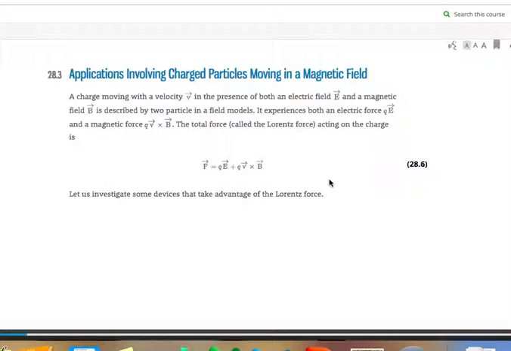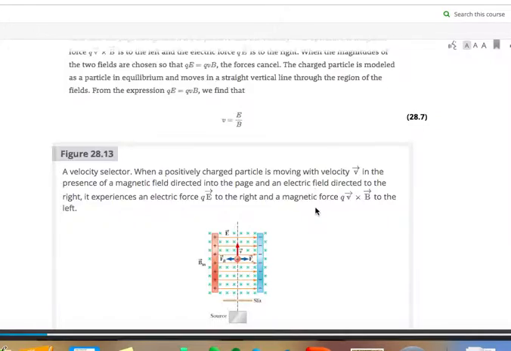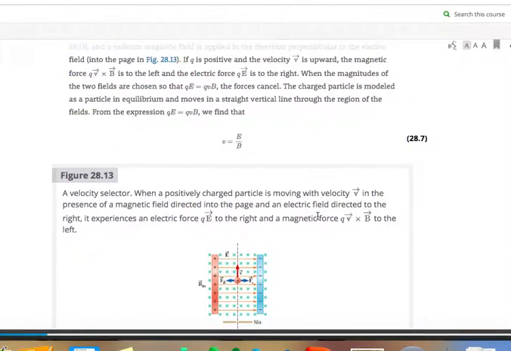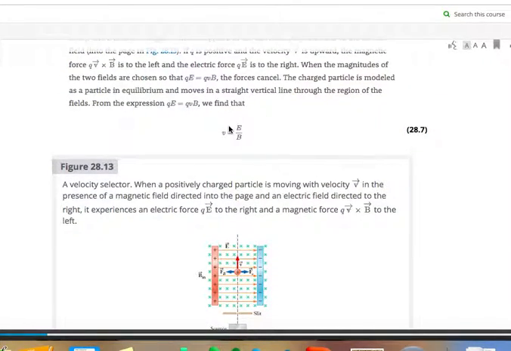All right, some of these applications, and you do need to know that the Lorentz force is the combination of the electric force and the magnetic force. This is the electric force right there, those first two pieces. And this whole thing is the magnetic force. And those two forces will not be in the same direction. Often they are in opposite directions. When you rearrange that, you get the velocity of something is the electric field divided by the magnetic field.